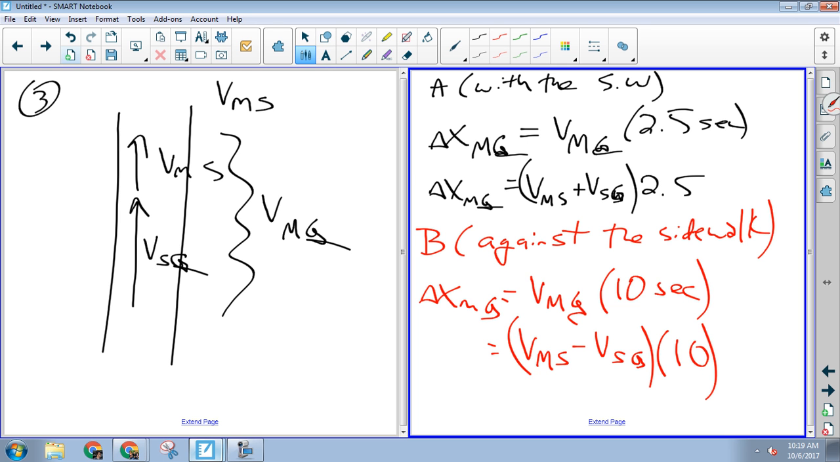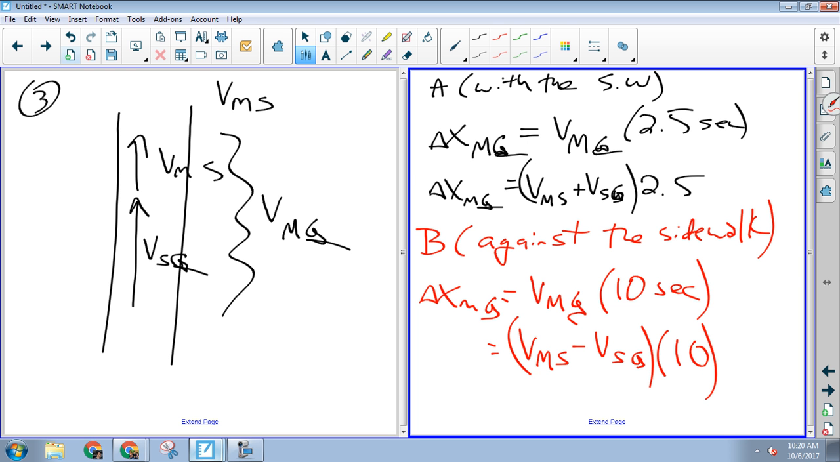Now let me pause for a minute. I know that it's got to be this way, that it's got to be man minus sidewalk, just by doing a little bit of logic. Why? What do you got? He would never get there if it was overpowering his speed. Good. He's got to be going faster than the sidewalk or he'd never get there, right?